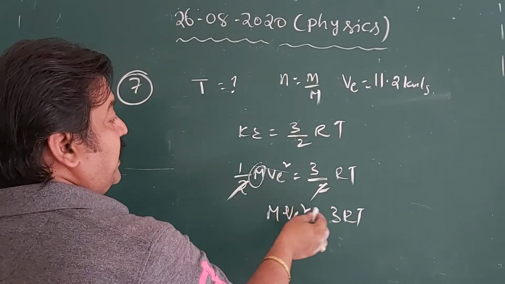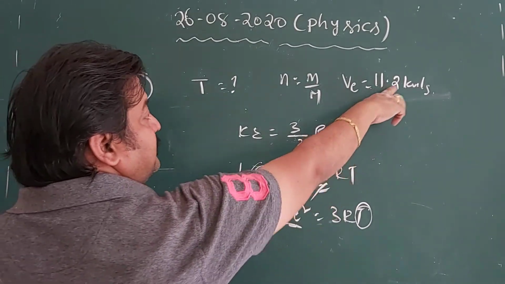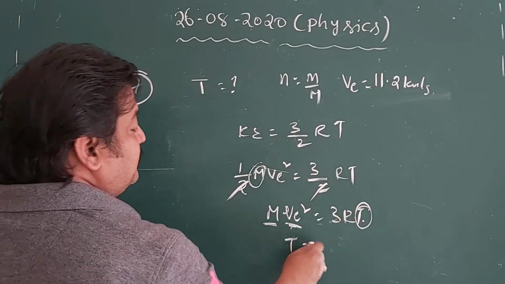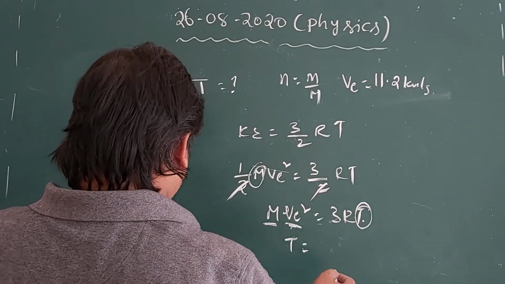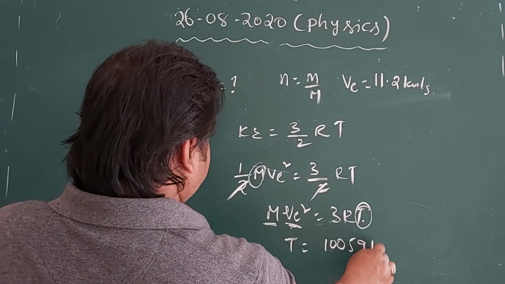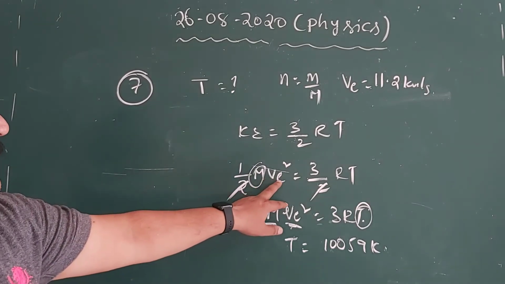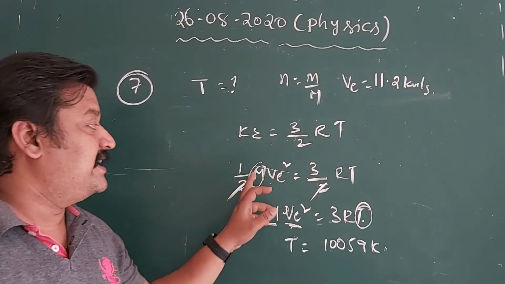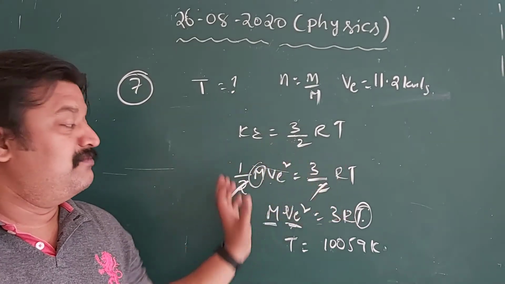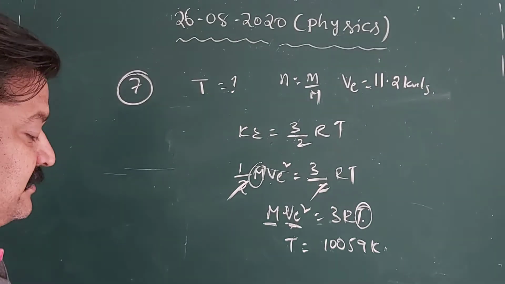Now you need to find the temperature. M is given for hydrogen. Escape velocity is given as 11.2. R value already is a constant. By substituting you are going to get the T value. It is approximately 10,059. So this is the way you are supposed to find it. Whenever they have given escape velocity, then kinetic energy can be read in the form of half mv square is equal to 3 by 2 RT. By simplifying, you are going to get this relation. Next, have a look at problem number 8.